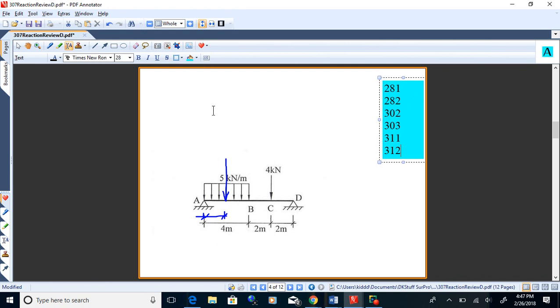Okay. So y'all got 20 kilonewtons for that? Because it's 5 kilonewtons per meter and there's 4 meters. So that gets you 20 kilonewtons.